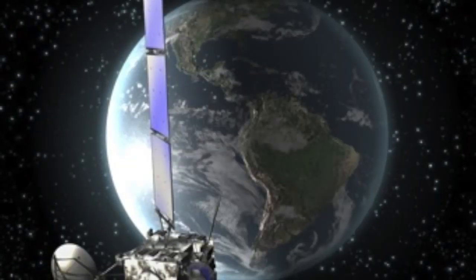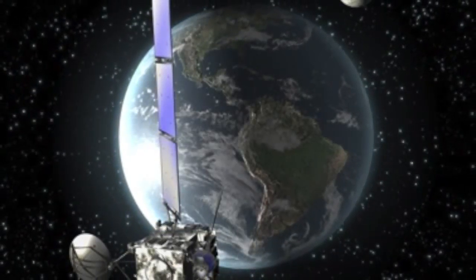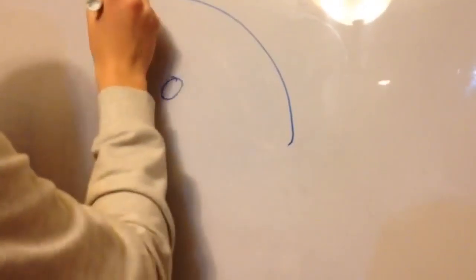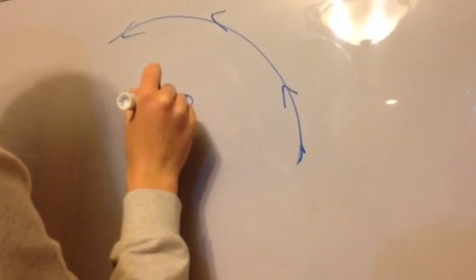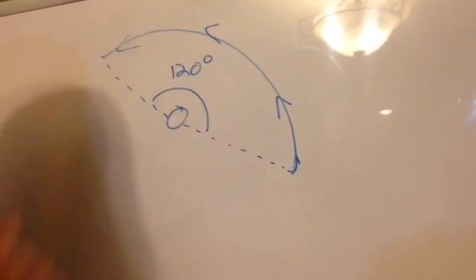So how can we relate that to angular velocity? Well, we can find the angular velocity of Rosetta as it moves around a planet, let's say Mars. Let's say the arc traveled by Rosetta in relationship to Mars was 120 degrees. It took 8 hours for Rosetta to travel this arc. What is the angular velocity of the spacecraft?